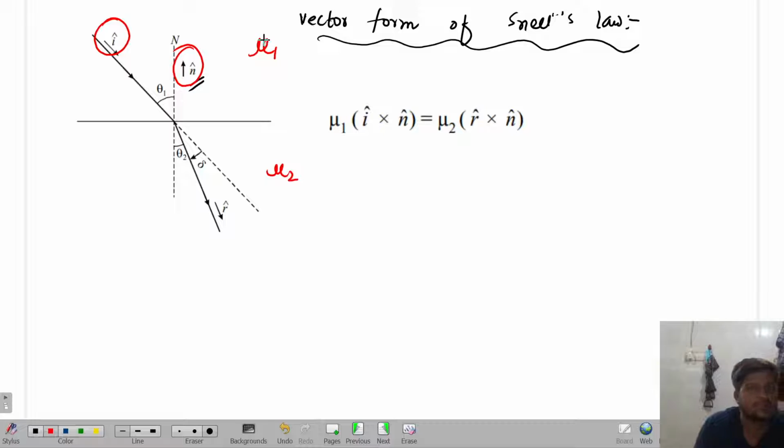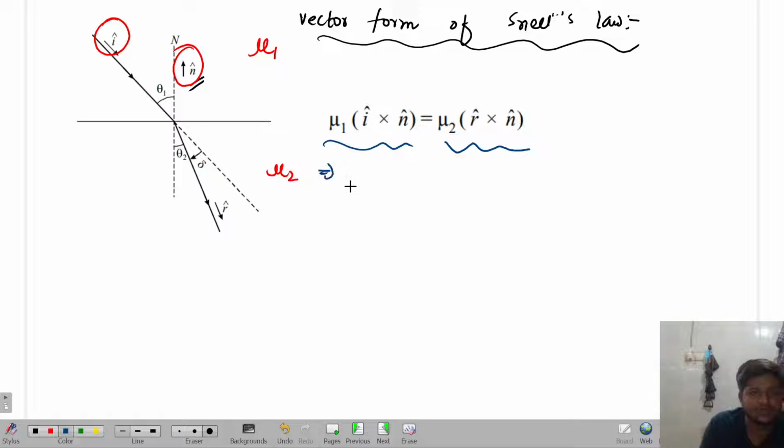So refractive index of medium 1 is mu1, refractive index of medium 2 is mu2. Then what is the given value? That mu1 into cross product of I and normal, means the direction of incident ray and normal, is going to be equal to mu2 into cross product of r cap and normal. You try to observe over here why this equation is given. Why this equation is given?